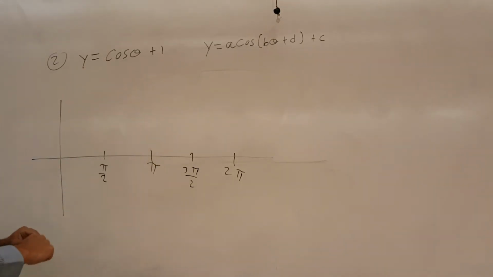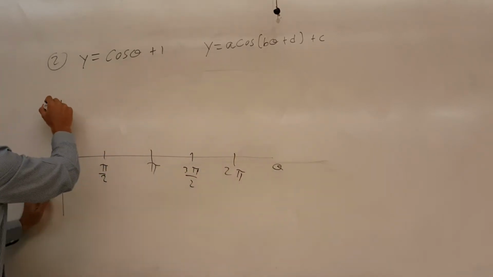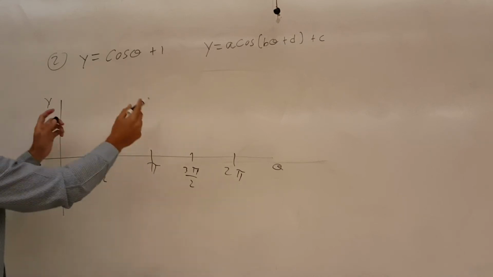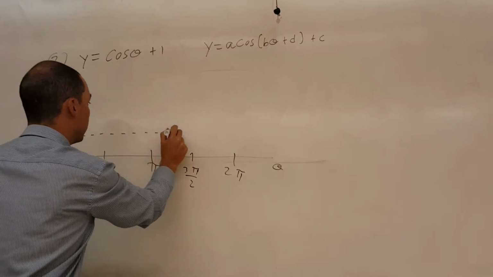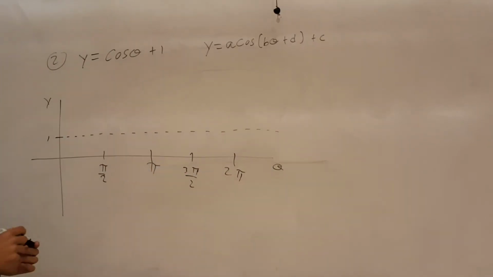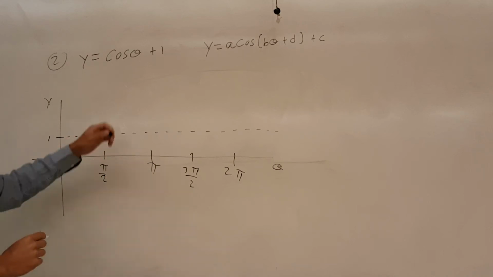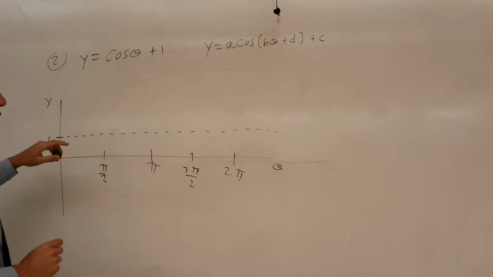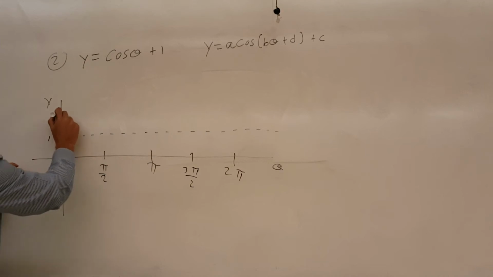So instead of our midline being 0 on the y-axis, our midline will be everything shifted up 1. So at 1 here, I'm going to draw a little dashed line. Try to draw as straight as you can, and that will be our new midline. So cosine of theta, cosine starts at the max. Well, normally max for cosine is 1, but we've shifted up 1. So now the cosine's max for this function will be 2. Start at 2.